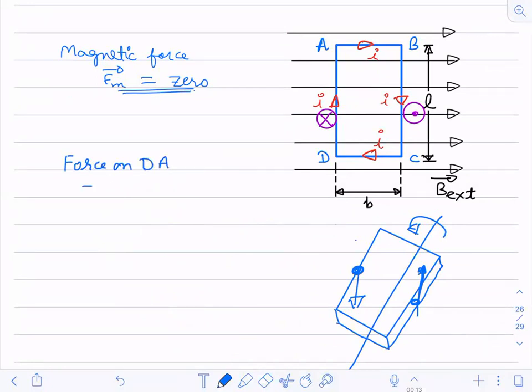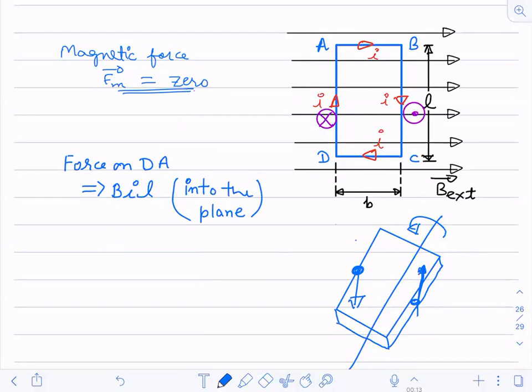What will be the force? The force will be BIL, where L is the length of DA. And where is it going? It is going down into the plane.